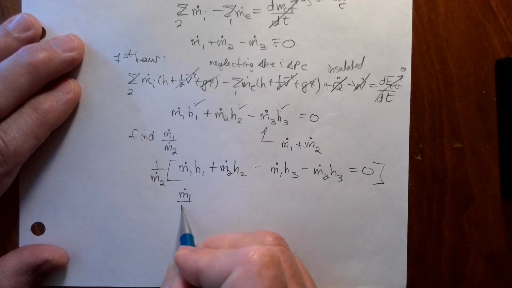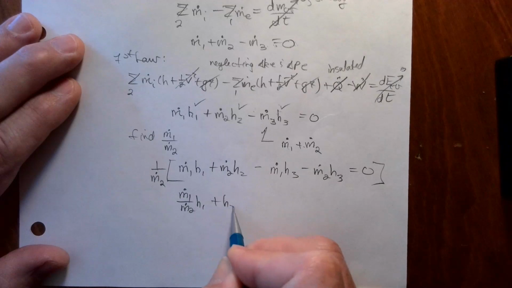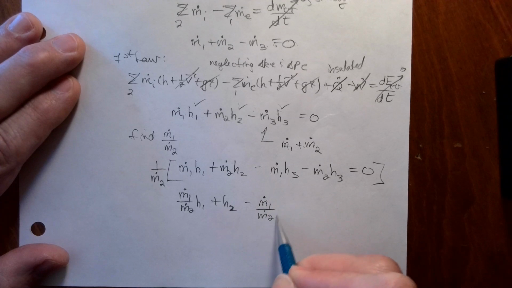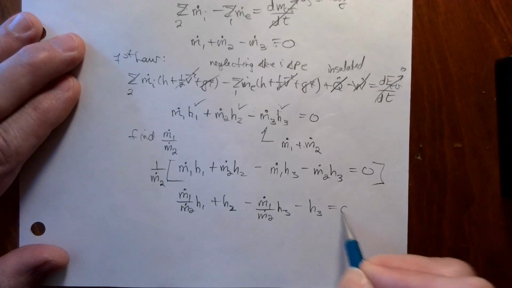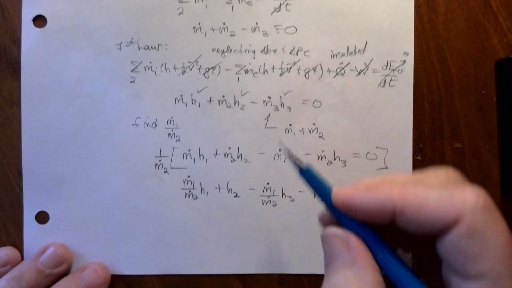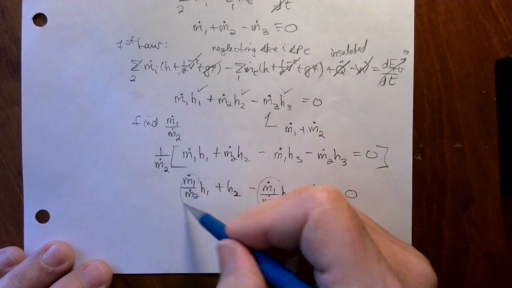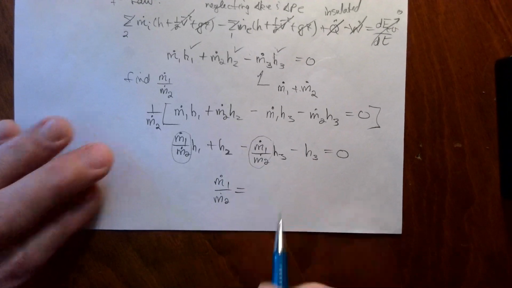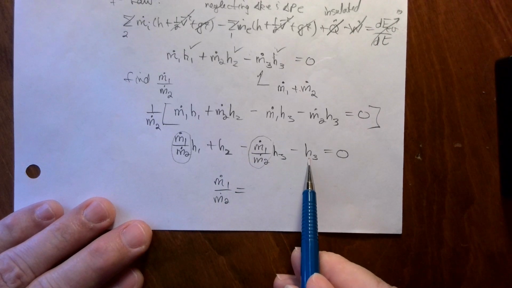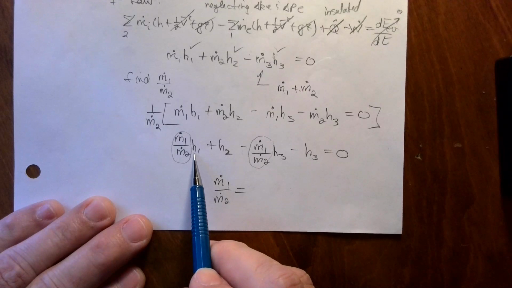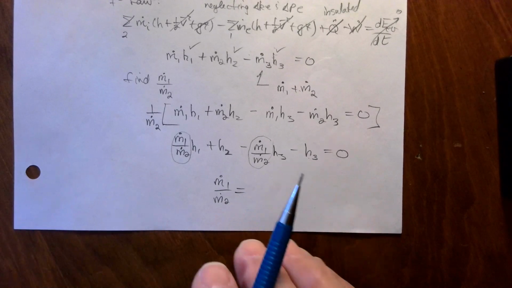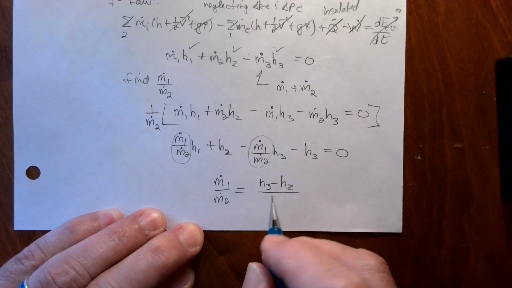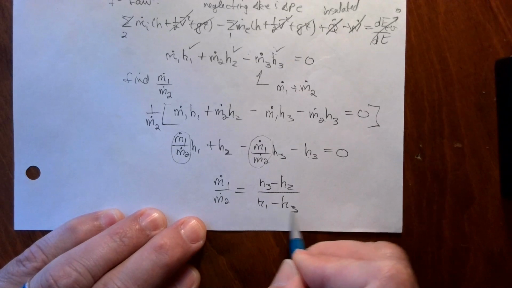So now we'll end up with m dot 1 over m dot 2 times h1 plus h2, minus m dot 1 over m dot 2 times h3 minus h3, equals 0. m dot 1 over m dot 2 is the unknown that we're looking for in the problem. So take these two to the other side of the equation, factor this out, and divide by h1 minus h3. So the final answer is h3 minus h2 divided by h1 minus h3.